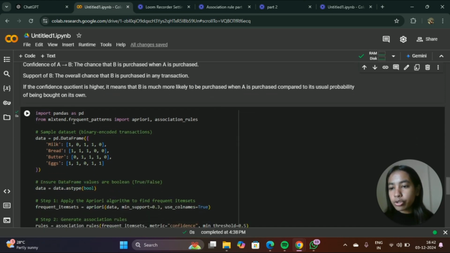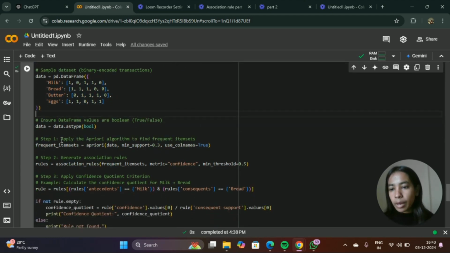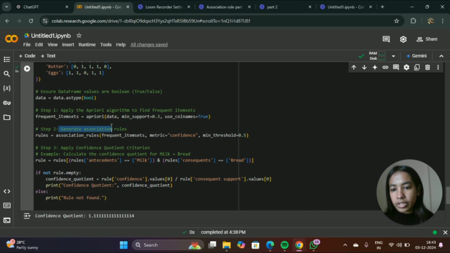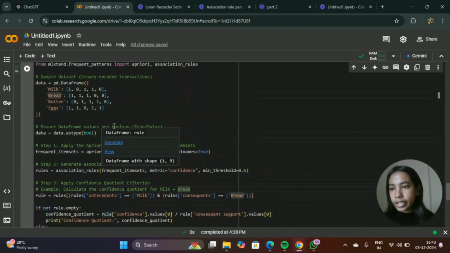In this code, we import pandas, then from mlxtend.frequent_patterns import the apriori algorithm and association_rules. This is our data set in which we apply the confidence quotient criteria. First, we apply the Apriori algorithm to find the frequent item sets. Then we generate the association rules with a minimum confidence of 0.5. Then we apply the confidence quotient criteria. So let's execute the code.